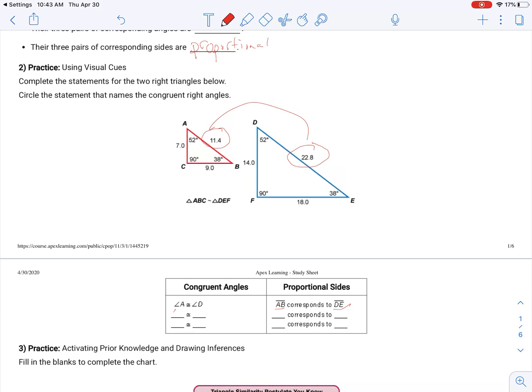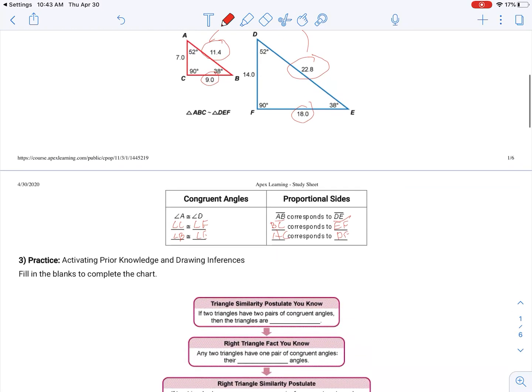Okay? So let's do angle C. What's angle C equal? Angle C equals angle F. And then we do another set of sides. We do BC corresponds to EF. And we see how EF and BC, that's also double. Okay? And then the last one, what angle haven't we used yet? Angle B equals angle E. And that would give us the only side we have not used, which is AC and DF.